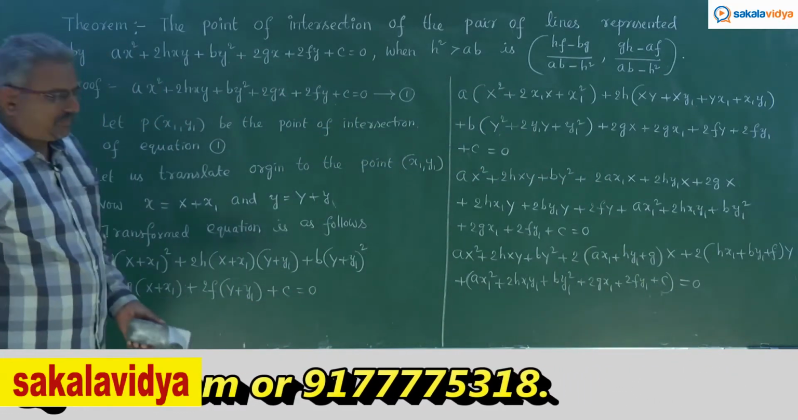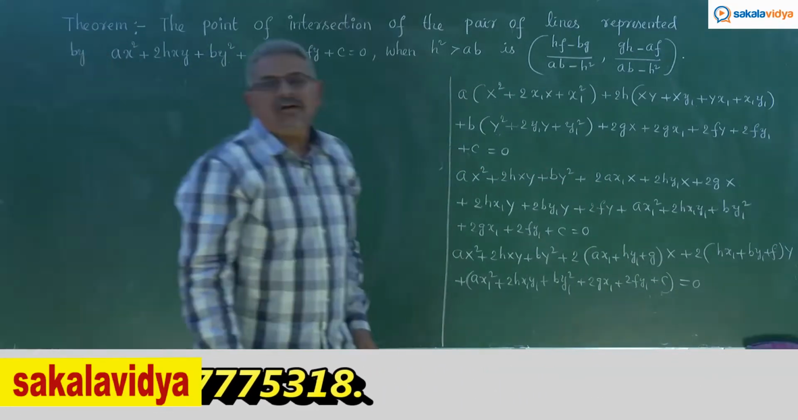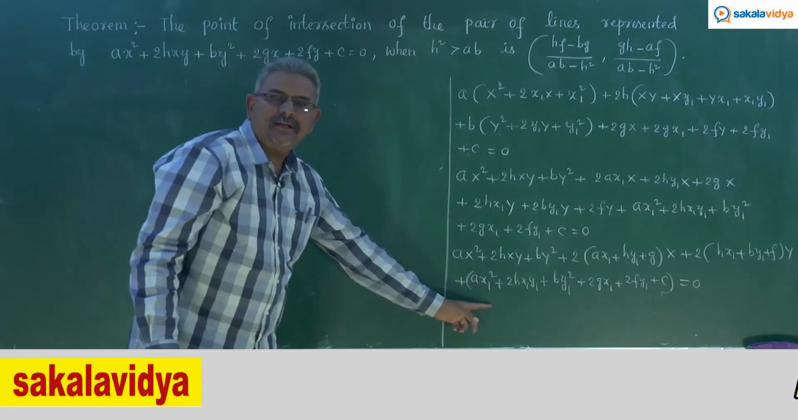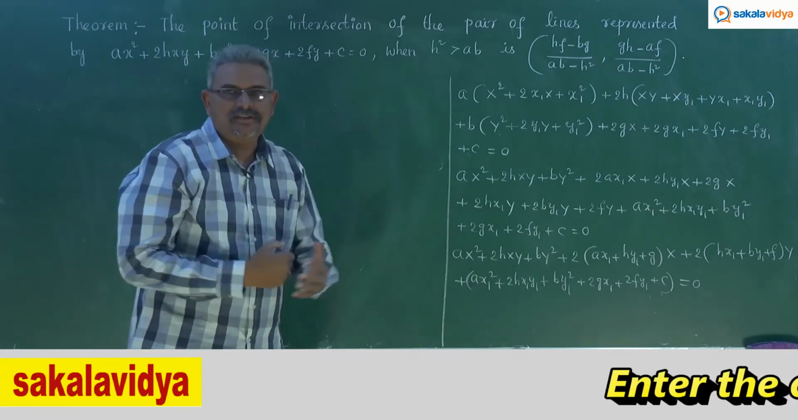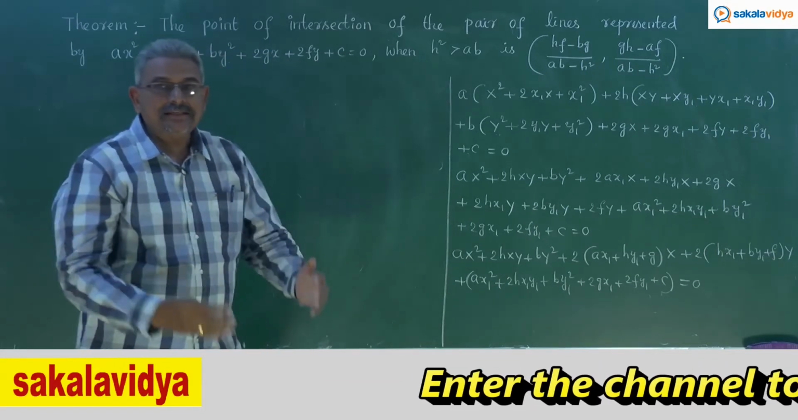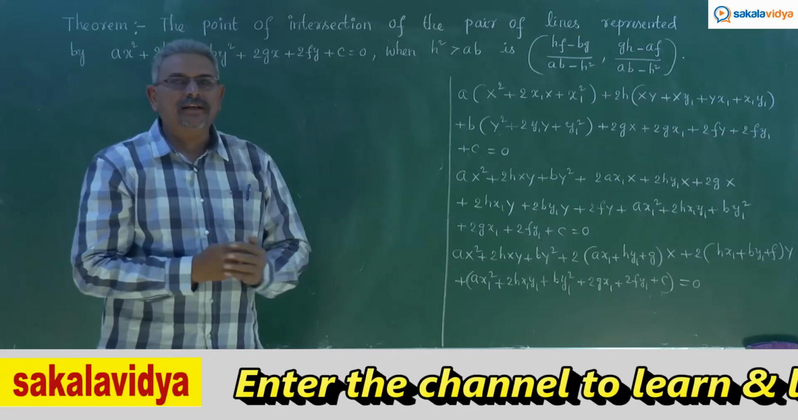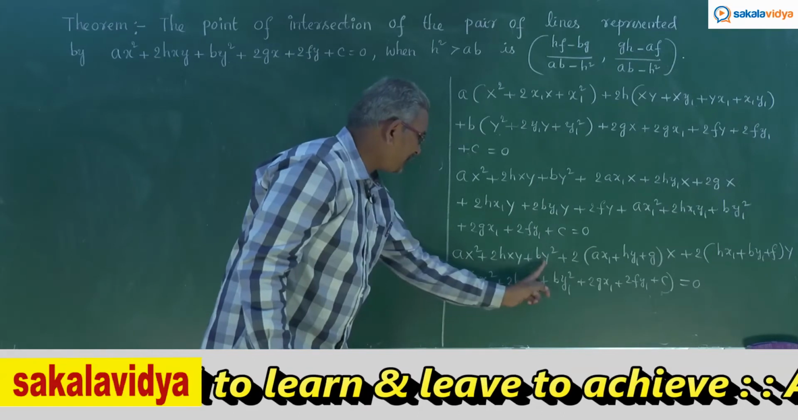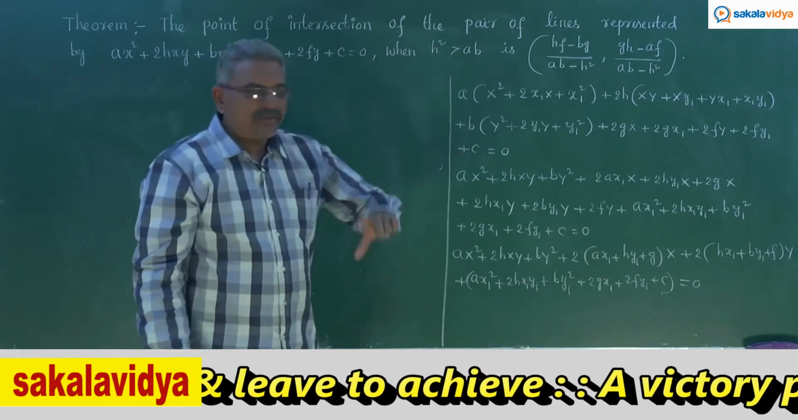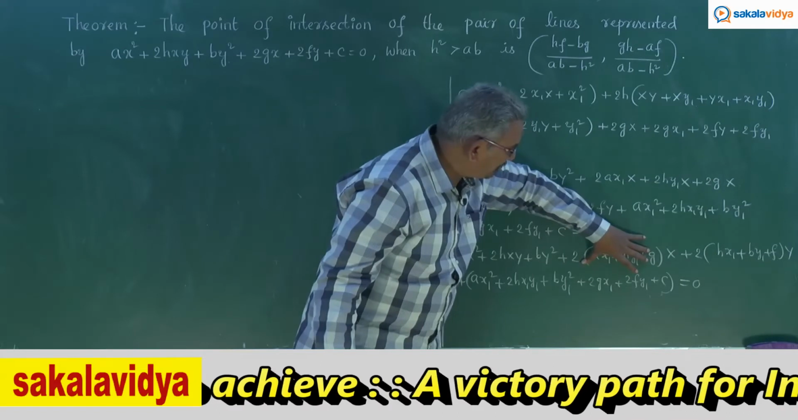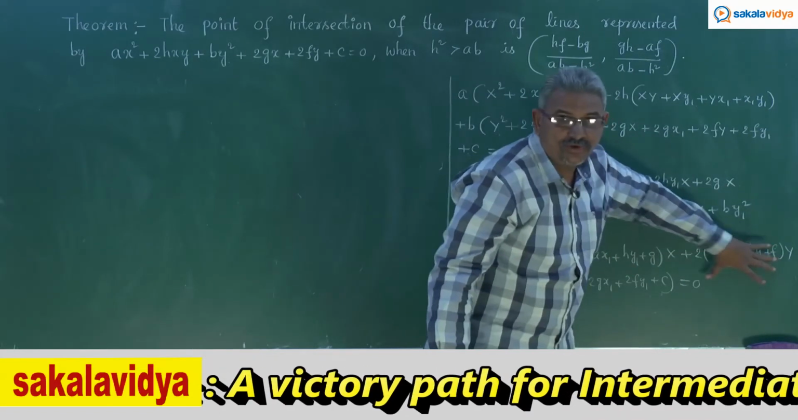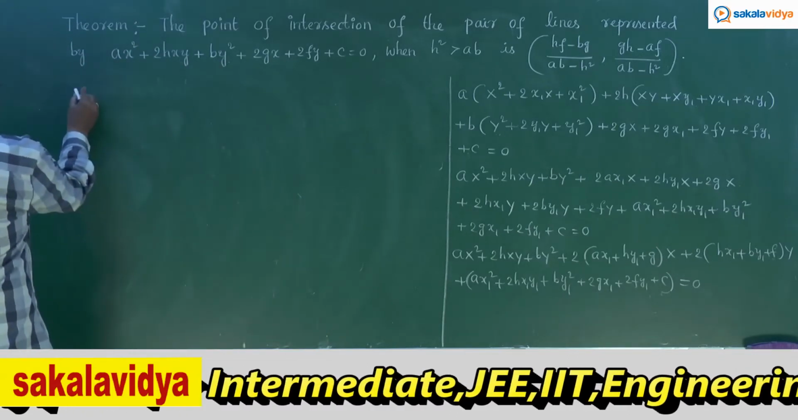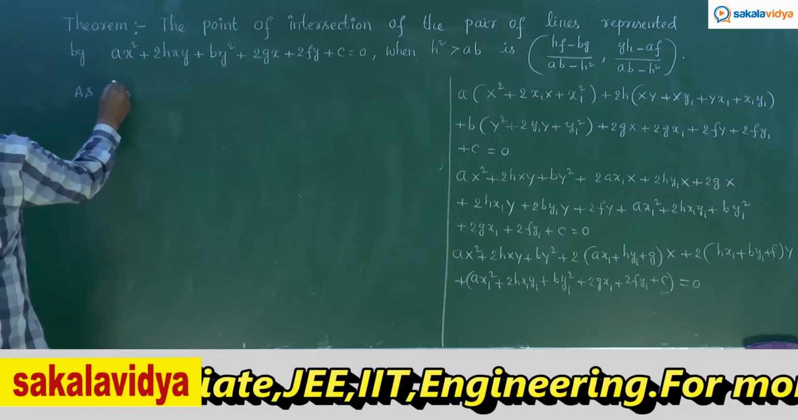Okay, now see, according to the problem, it should pass through the origin, that is new origin, that is x1 comma y1. As the pair of lines passes through the origin, it must be in the form of a capital X square plus 2hxy plus by square is equal to 0 only. So, that means this x coefficient should be 0 and y coefficient should be 0 and constant term should be 0.